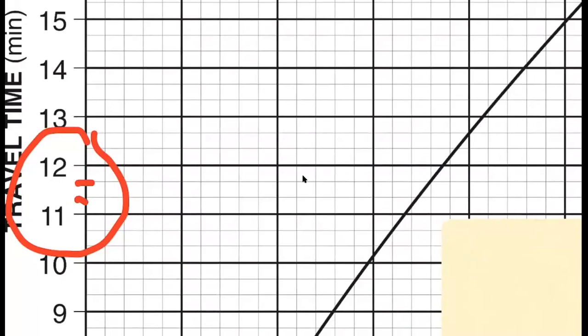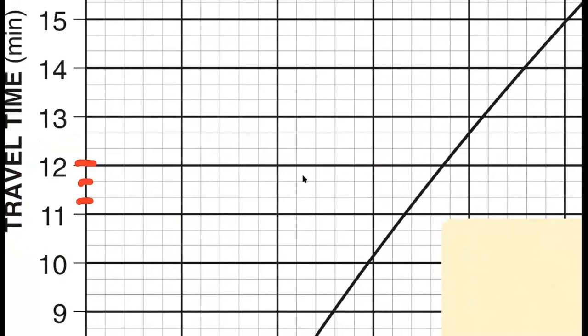If you take a whole minute and divide it into thirds, that's 20 seconds apiece. So if you were on this little line right here, you'd be at 11 minutes and 20 seconds. This would be 11 minutes and 40 seconds. This would be 11 minutes and 60 seconds, which is otherwise known as 12 minutes. So that's pretty important to know how to read.